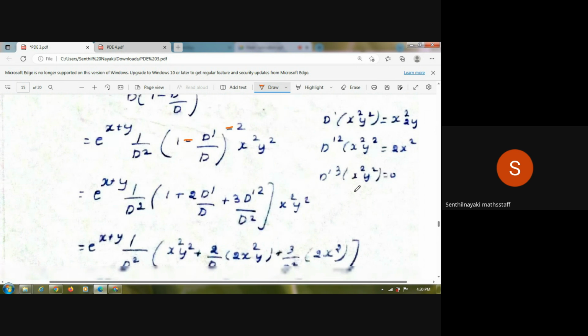So here there is no need of D'. If D' exists, then we cannot use this type. Okay, so this partial differential equation is free from D'. Therefore, D square is replaced by minus a square and D' square is replaced by minus b square. Okay, that is the idea. Next, we have to find out CF. So write down the auxiliary equation. D is replaced by m and D' is replaced by 1.